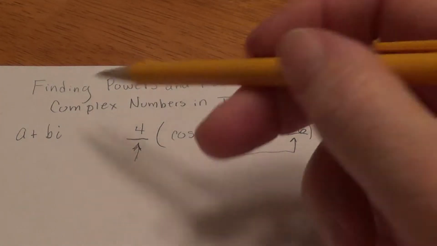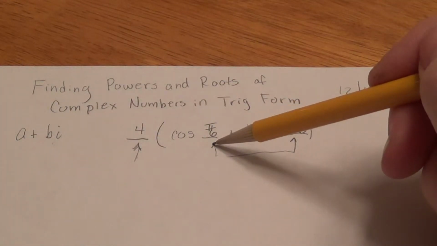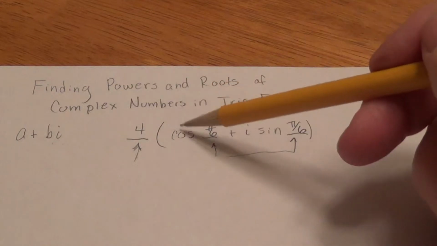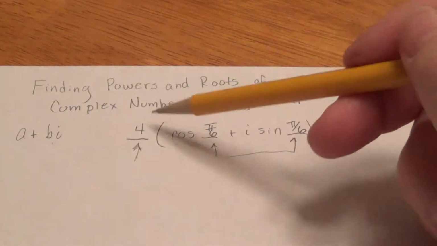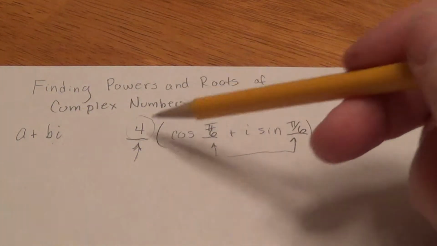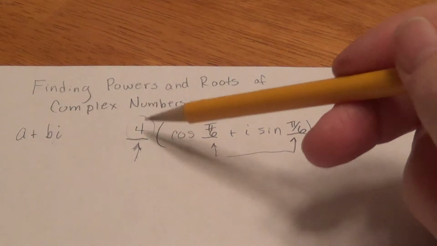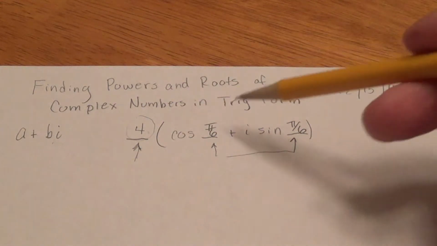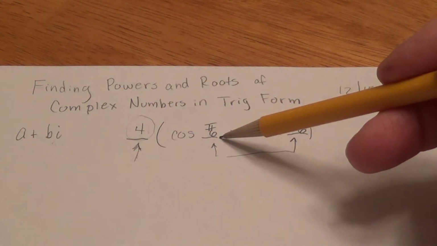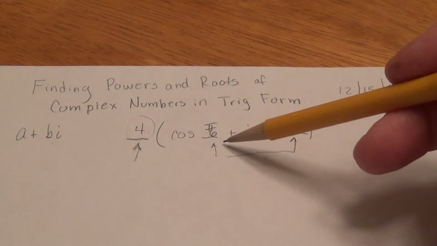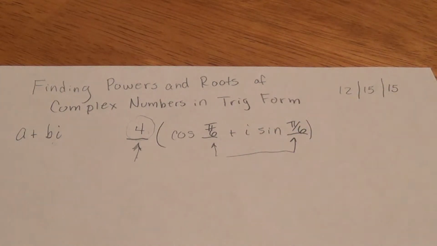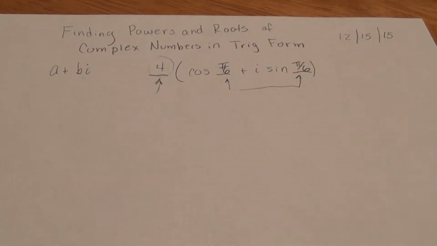So if you recall, to get from the standard form to the trig form, you use Pythagorean to get the outside number. It's the distance from the origin, it's always positive, and to get the angle you used an inverse trig function, such as inverse tan. Alright, we're going to look at how to take a number that's already in trig form and raise it to a power.